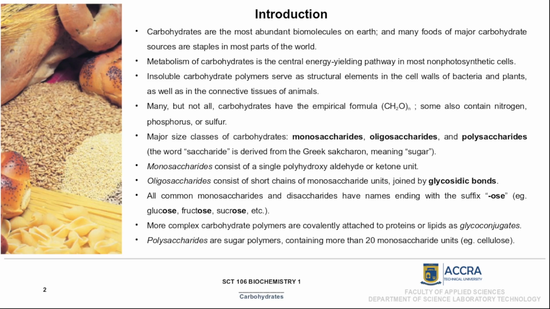Polysaccharides are sugar polymers containing more than 20 monosaccharide units, and some have hundreds or thousands of units. Some polysaccharides, such as cellulose, are linear chains. Others, such as glycogen, are branched. Both glycogen and cellulose consist of recurring units of glucose, but they differ in the type of glycosidic linkage and consequently have strikingly different properties and biological roles.